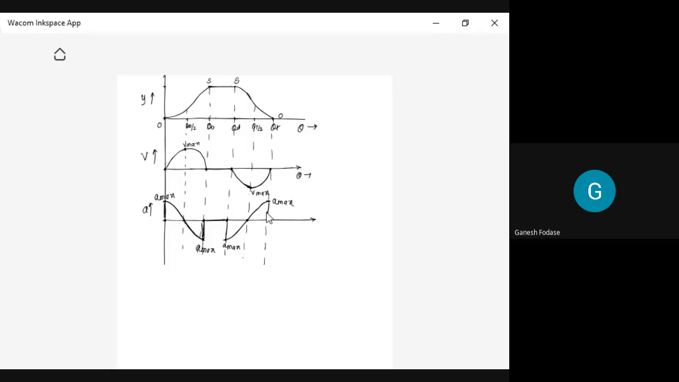At last now, the jerk equation. So how is the curve of jerk?